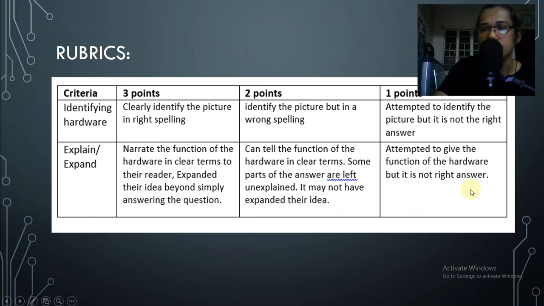And in the definition: attempt to give the function of the hardware, but it's not the right answer. Can tell the function of the hardware in clear terms. Some parts of the answer are left unexplained, with no expanded idea. While for 3 points, I give you 3 points if you narrate the function of the hardware in clear terms to their readers, expanding the idea beyond simply answering the question.